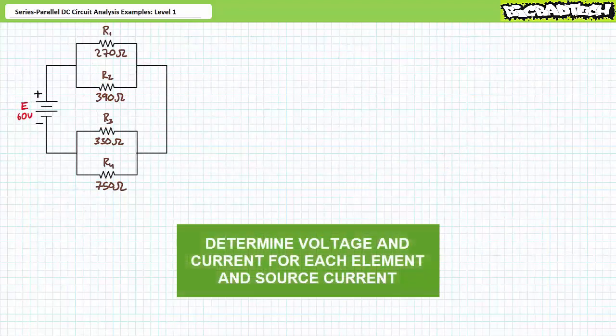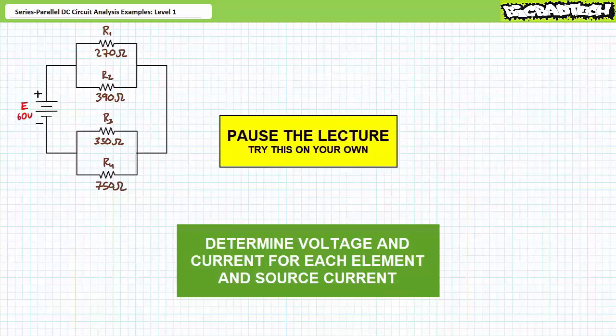We're being asked to solve for the voltage drop across each element, the current through each element, and the source current. By all means, pause the lecture and try this on your own. If you're tracking, you should have obtained the following results.